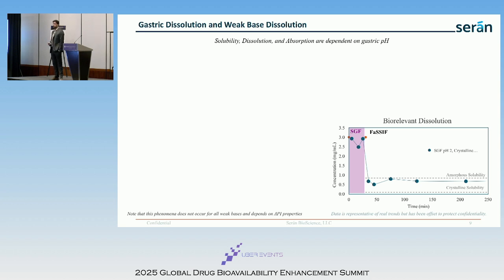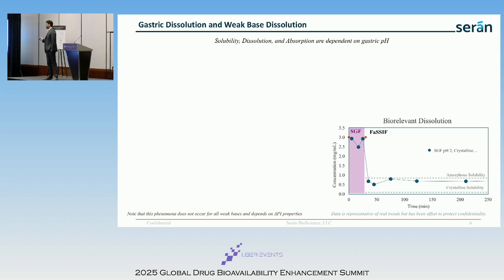So we're actually seeing this quite a bit more now. Not everything is a traditional brick dust or spring and parachute rapid crystallizer. We're seeing a lot more, especially with new classes of compounds like protein degraders, molecules that are able to self-sustain their amorphous solubility.